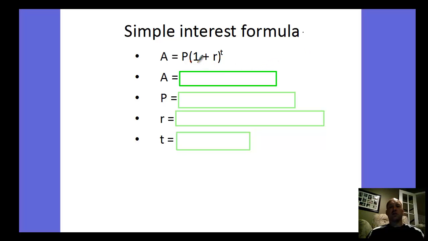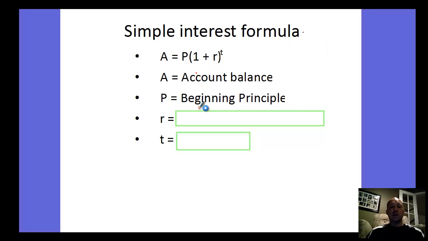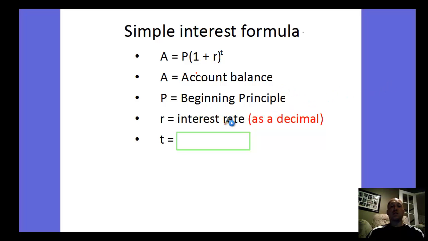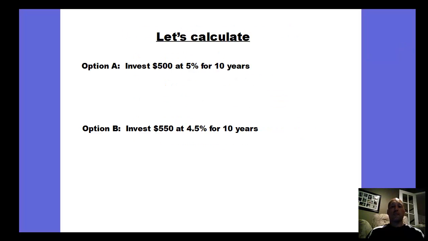Simple interest formula. So if we're finding simple interest, here's the formula for it. P is still our starting amount. A here is actually the account balance, the total. P is the beginning principal or starting amount. R is still our rate as a decimal, and T is time in years. It has not changed from the previous functions, the growth.